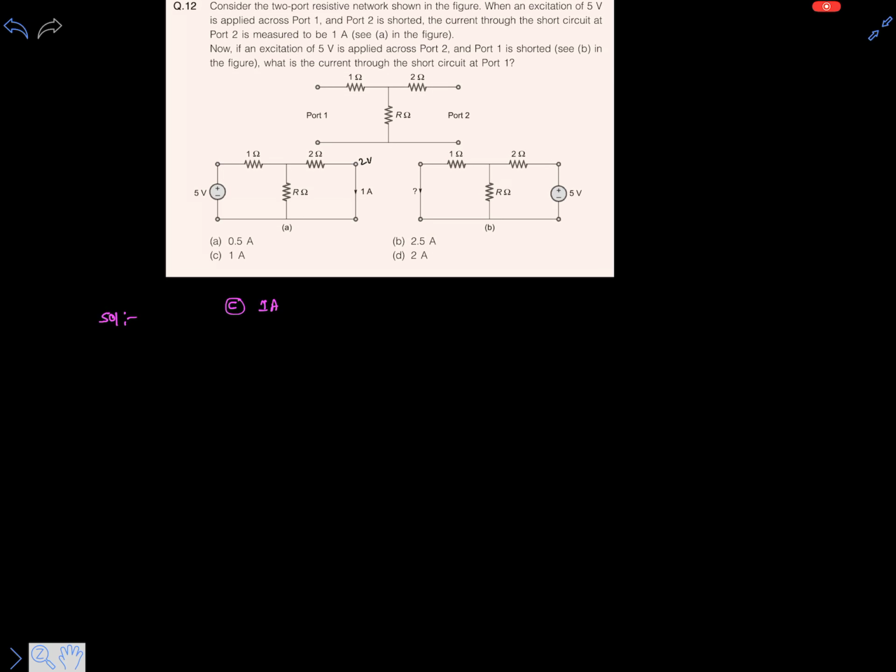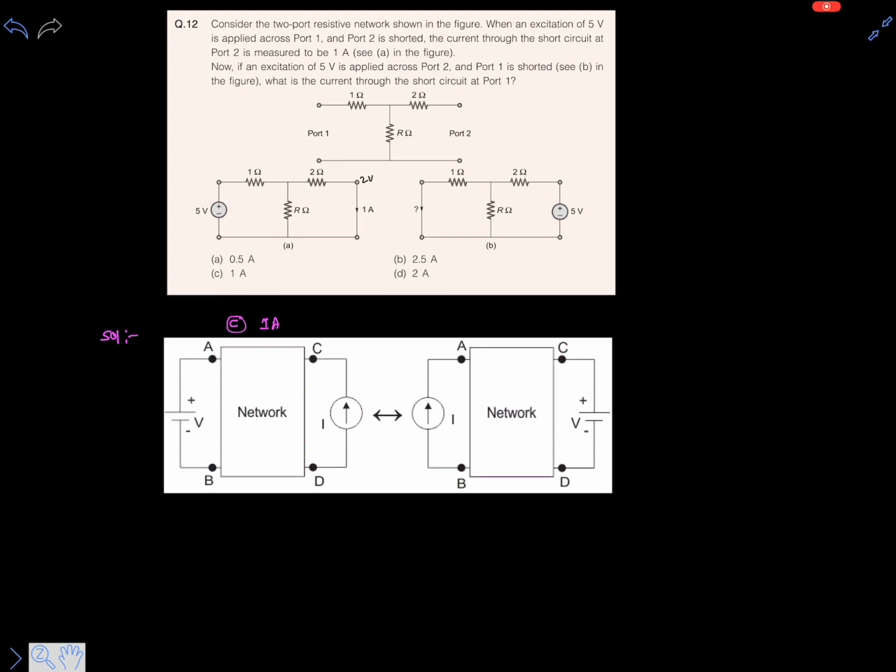As per the reciprocity theorem, the ratio of source to its response will be the same in a linear passive network. Earlier the source was connected at port 1 and the response was taken from port 2, which is short circuited. Now the response and its source are interchanged, so the ratio should be the same. So here, let's take this as I2, the ratio must be the same, so I2 will be 1 ampere.